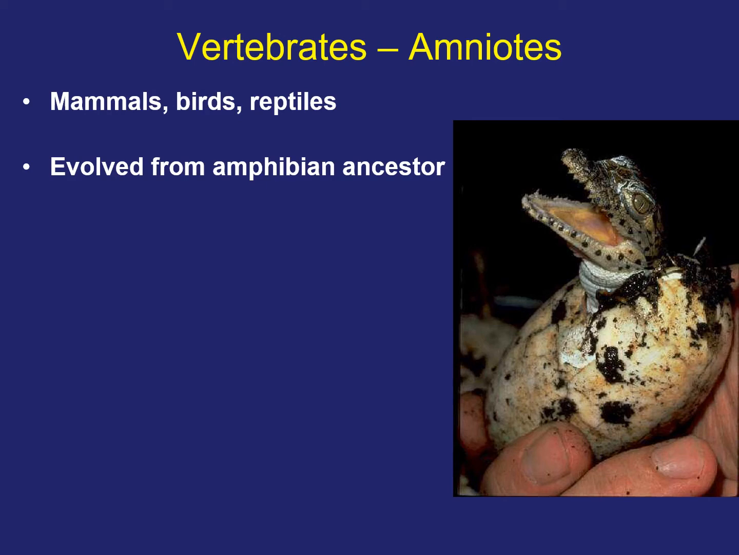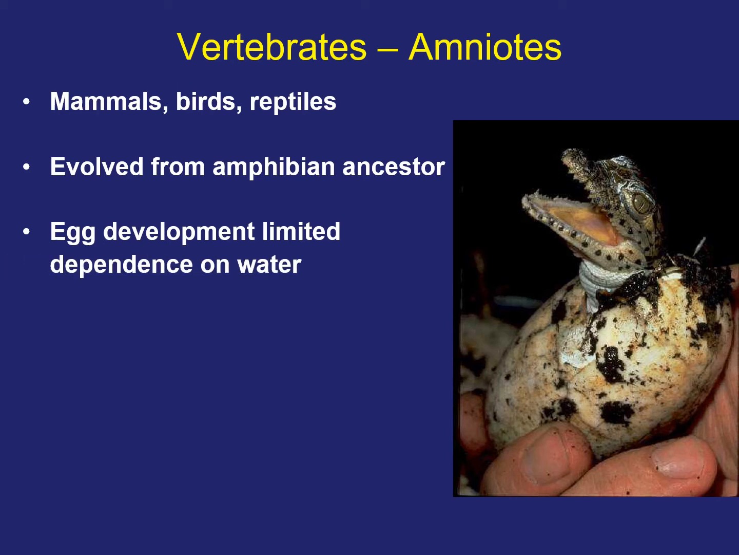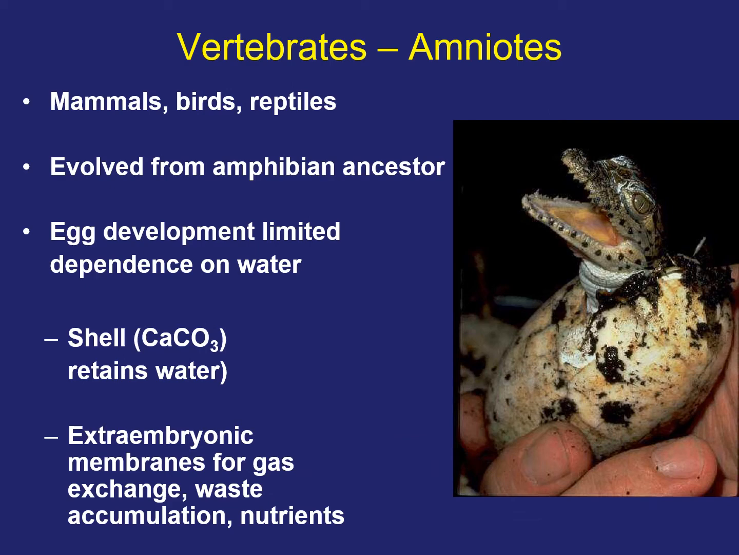They evolved from an amphibian ancestor, as mentioned, and the egg development that we see in amphibians limited the amphibians. They meant that the amphibians were dependent on water. Having this breathable, permeable, hard-shelled egg allowed for vertebrates to move away from the water. The shell is made of calcium carbonate. It helps retain fluids within the tissues of the egg and the embryo. And then also we had the evolution of what are called extra embryonic membranes.